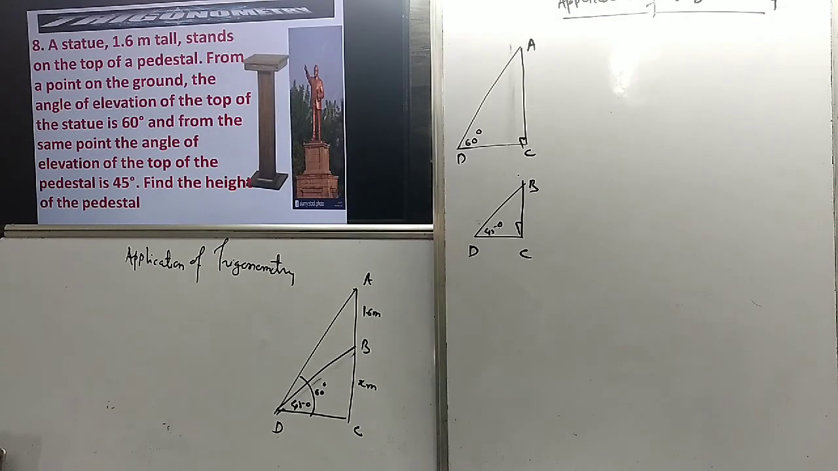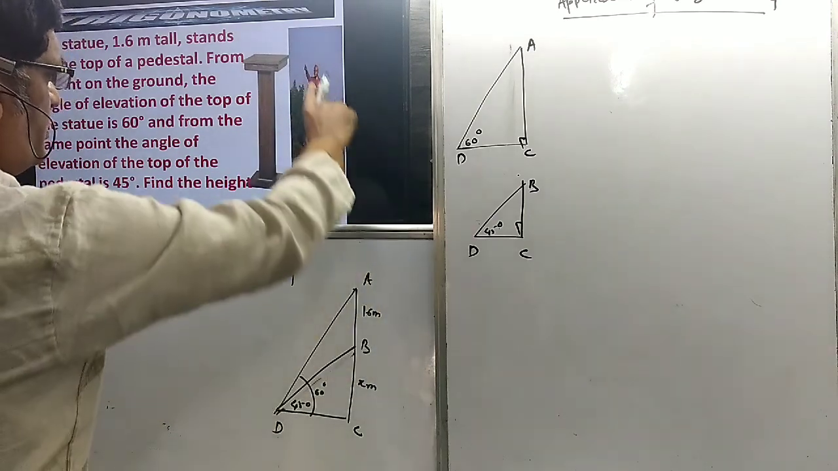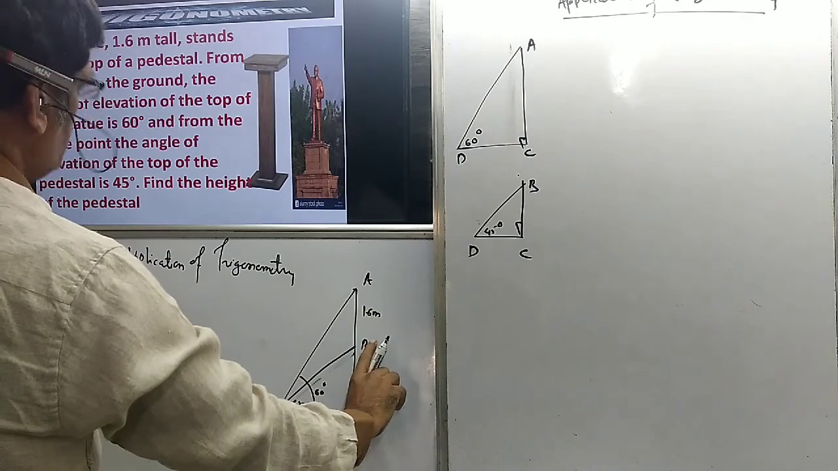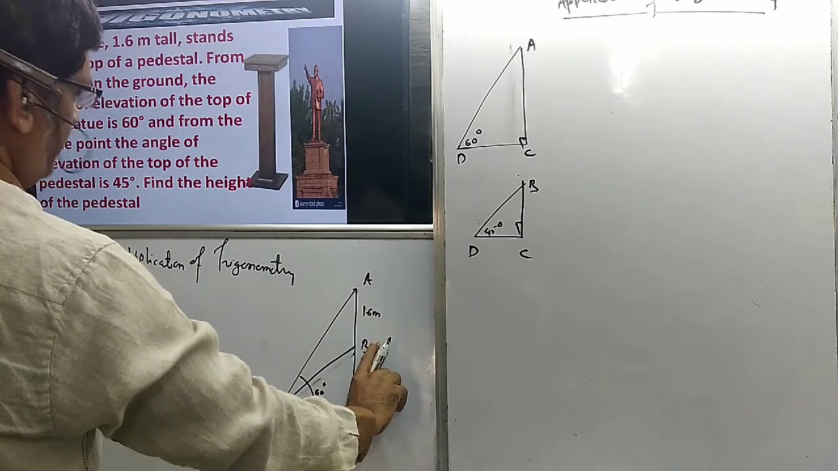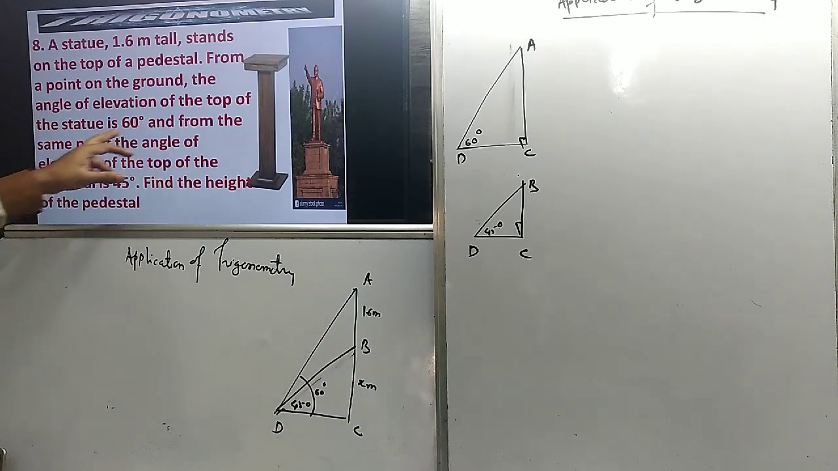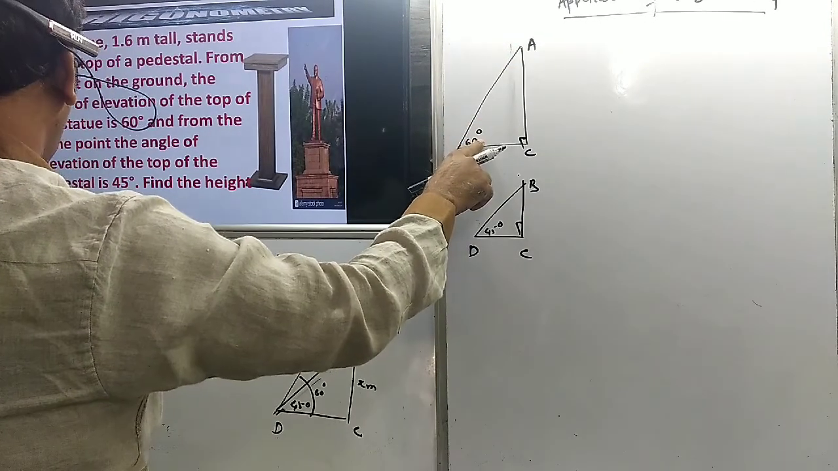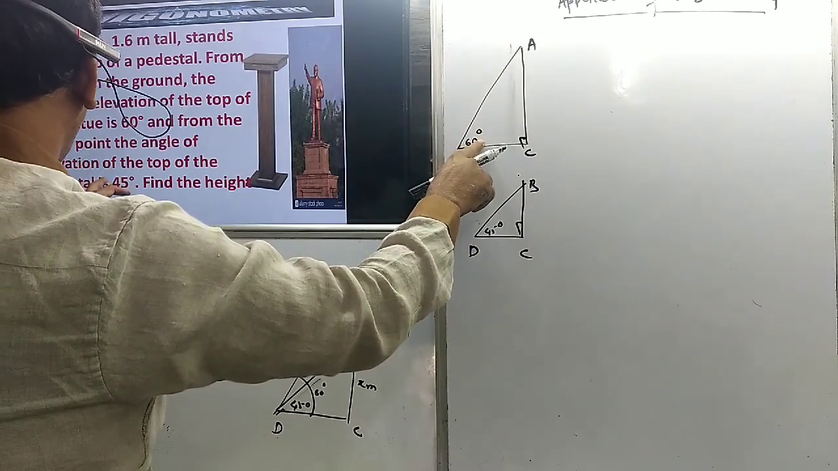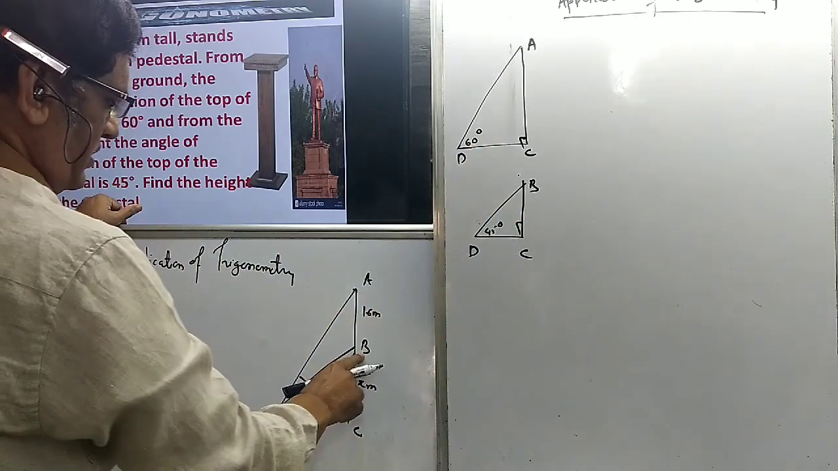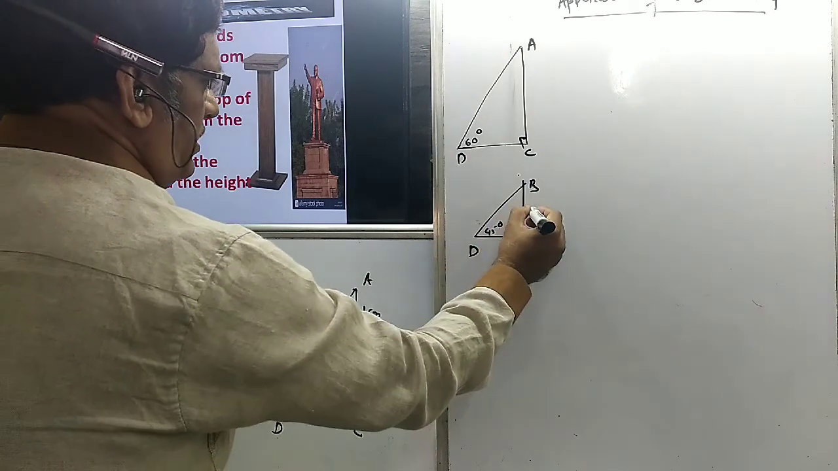Now let us see the 8th problem of this exercise 9.1. What is given? A statue of 1.6 meter tall standing on this pedestal that is on the ground. And the angle of elevation of the statue, that is this point A, is 60 degrees. And from the same point, the angle of elevation of the top of the pedestal is 45 degrees.